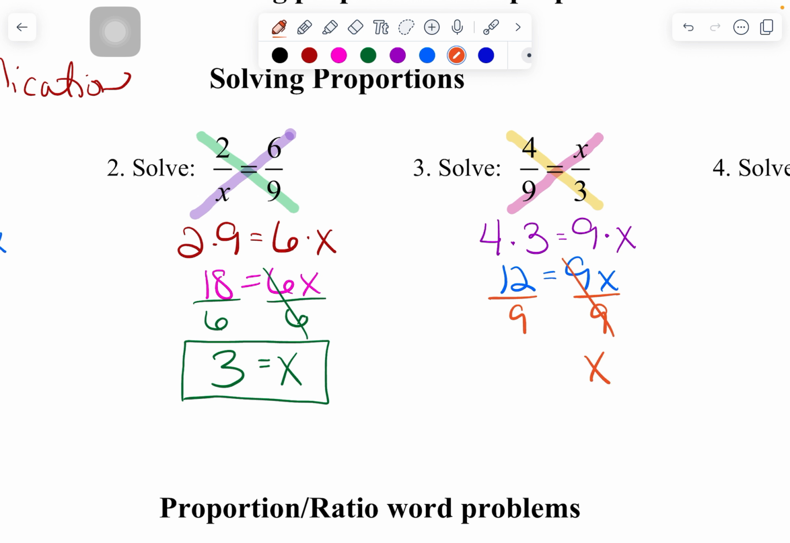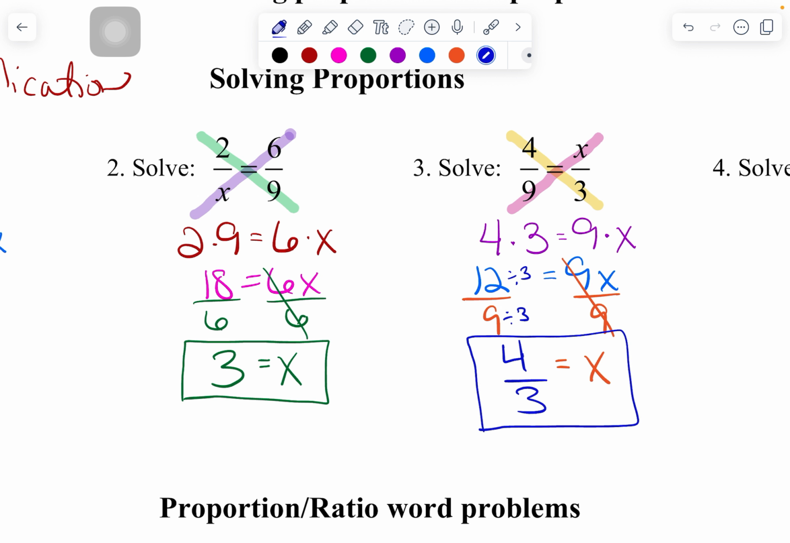And here's the deal with this one. Unlike the last two where they divided perfectly, 12 over 9 does not divide so perfectly. But what I can do is, and I'm going to slide this little 12 over 9 over just a little bit so I can fit some writing in here, I can take both of these and divide them by 3. So 12 divided by 3 makes 4. 9 divided by 3 is 3. And I'm going to leave my answer as x equals 4 over 3. And I am quite content with an improper fraction answer like that.